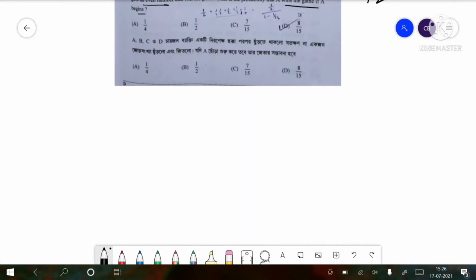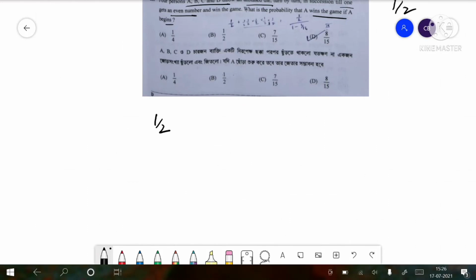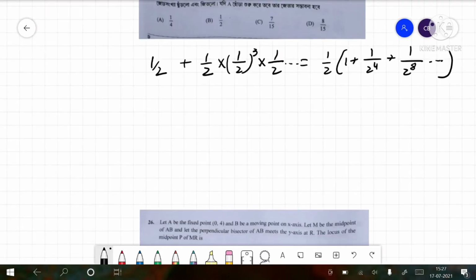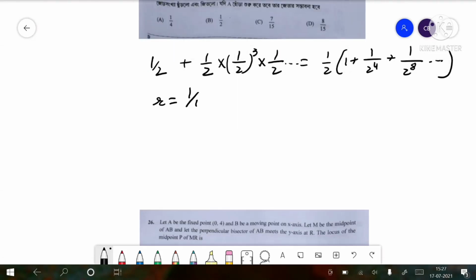Now if A begins, either he wins straight away, that is probability half. Otherwise he loses the first one, then the other 3 people also lose their turn, and then he wins in the next turn. So this series actually becomes half into 1 plus 1 by 2 to the power 4 plus 1 by 2 to the power 8 and so on. Seems familiar? It's actually a geometric progression where the common ratio is 1 by 16.